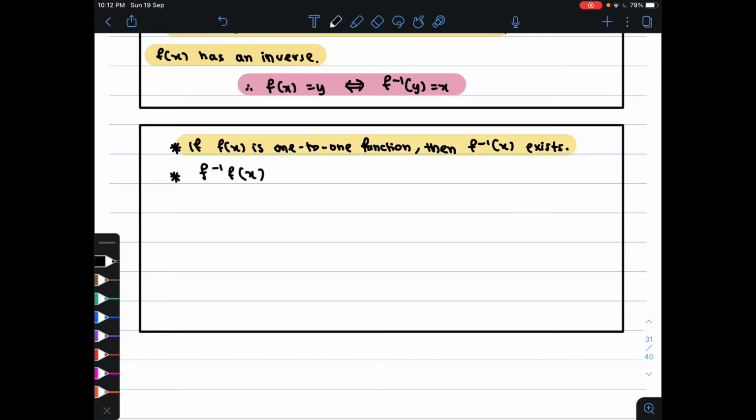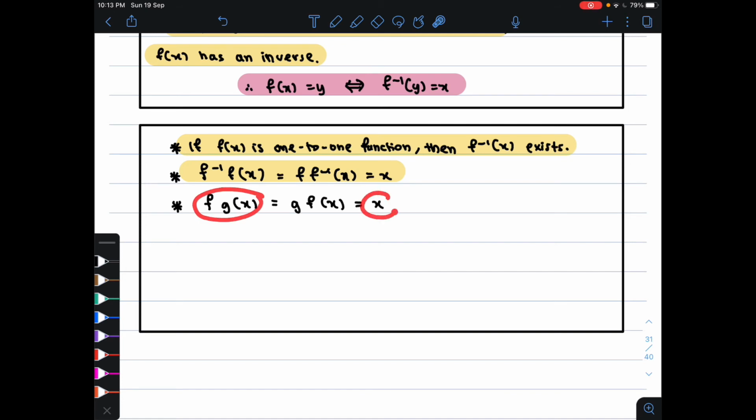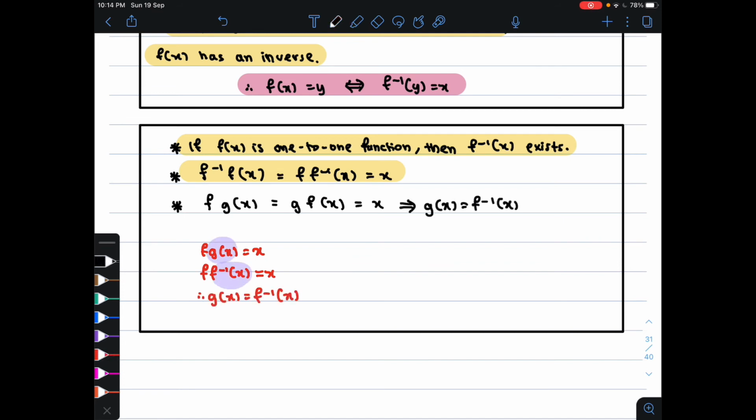So note that f inverse(f(x)) can also be written as f inverse of f(x), and this will give you x. Therefore, what does it mean if you have f(g(x)) is equal to g(f(x)) is equal to x? So let's look at f(g(x)) first. If f(g(x)) is equal to x, and we also know that f(f inverse(x)) is also x, therefore by comparison, g(x) is f inverse. So that will give you g(x) is equal to f inverse(x).